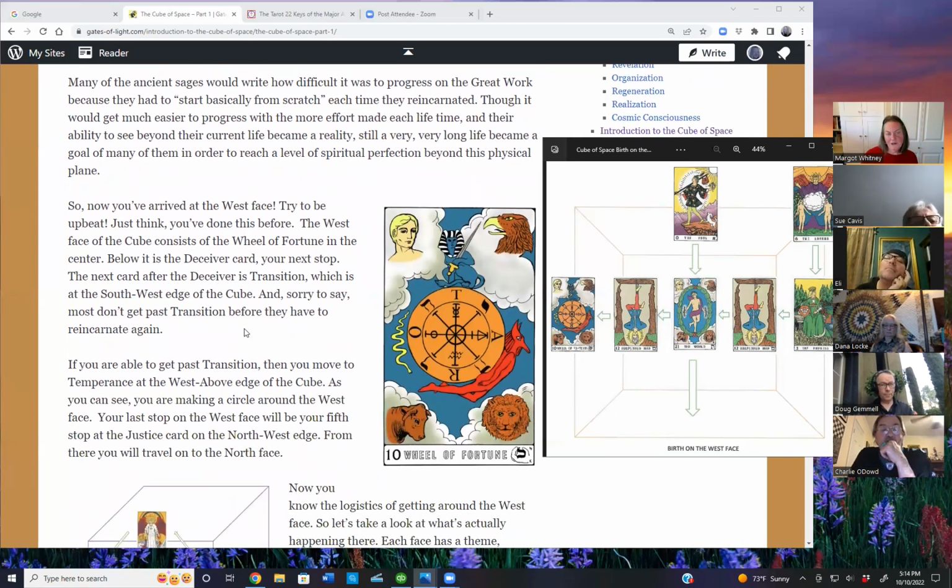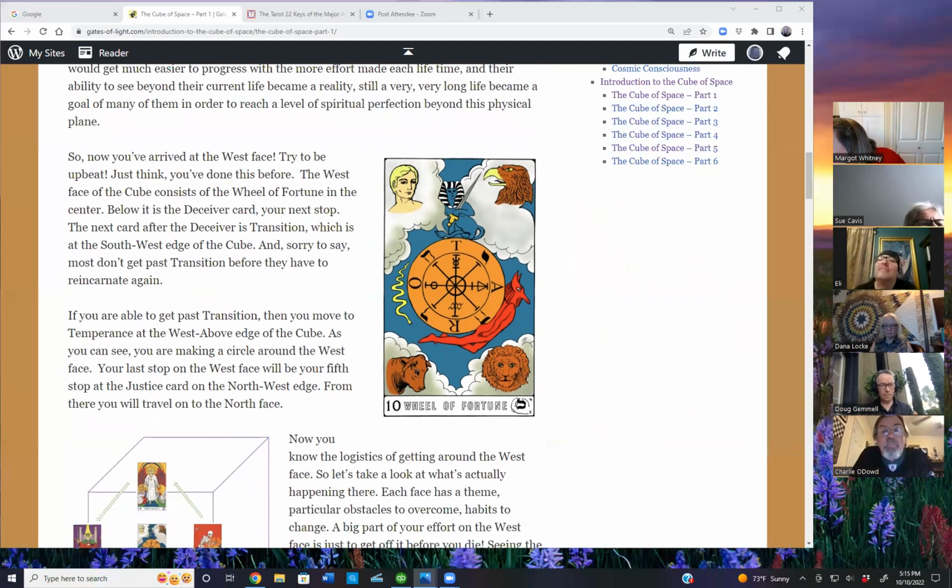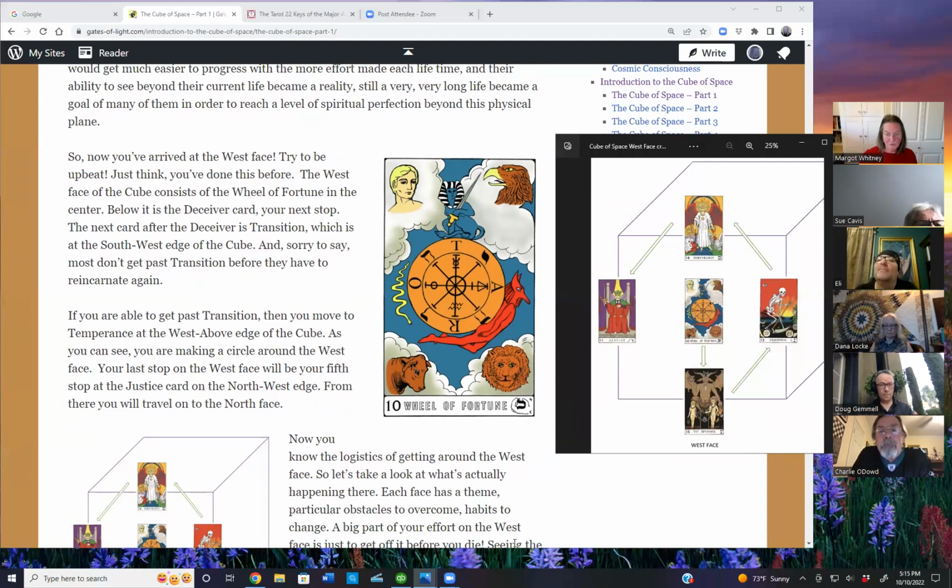Okay, so now you've arrived at the west face. Try to be upbeat. Just think, you've done this before. The west face of the cube consists of the Wheel of Fortune in the center. Below it is the Deceiver card. So let's take a look at where we're going. That's this. So we have reincarnated, and let's move the west face over here so we can watch this as we move along.